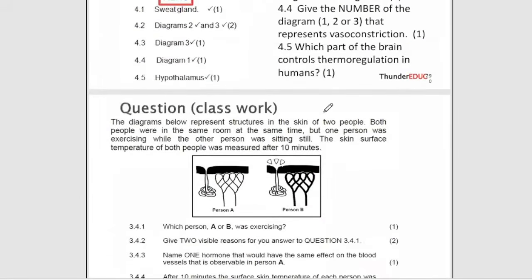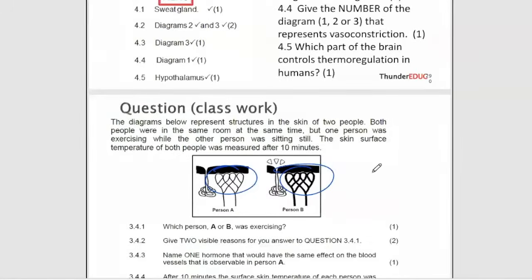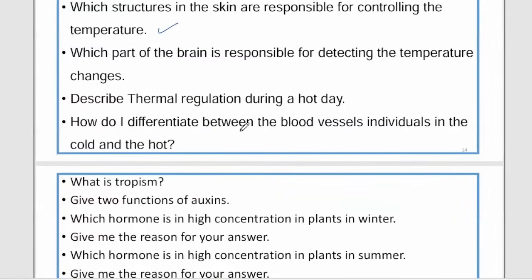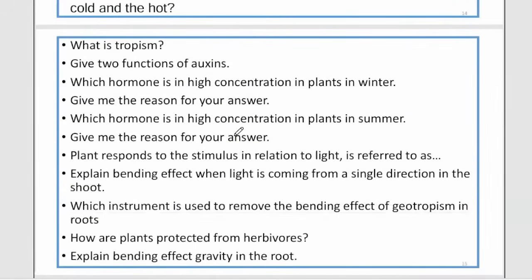A very good example is this. You see that this is a cold day and this is a hot day. That's what it is trying to show. And if they ask you what shows that this is the hot day, you see the sweat and the blood vessels have dilated. Then they're saying, thermoregulation, how do I differentiate? Okay. Then the last question: what is tropism?